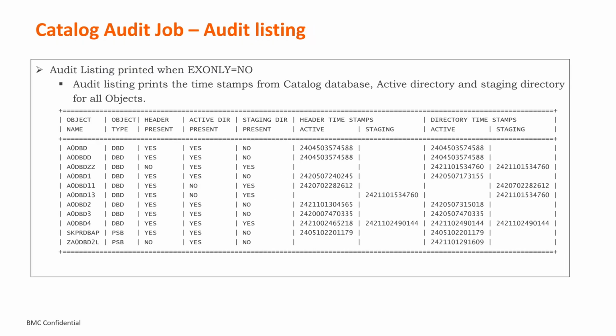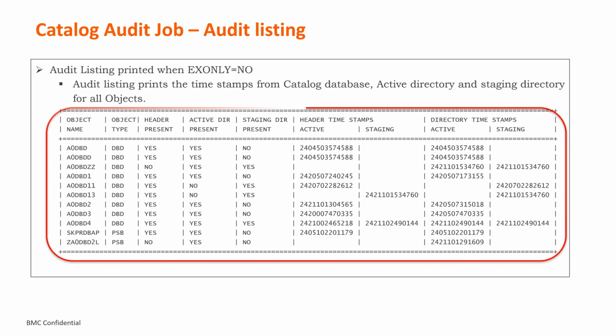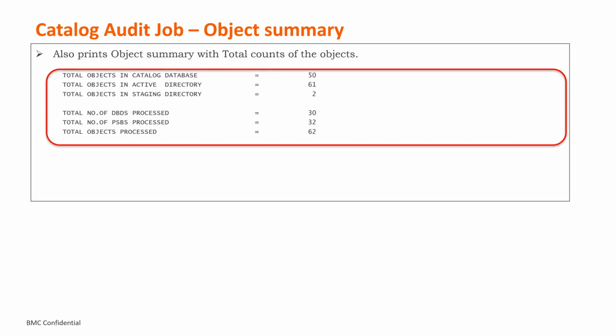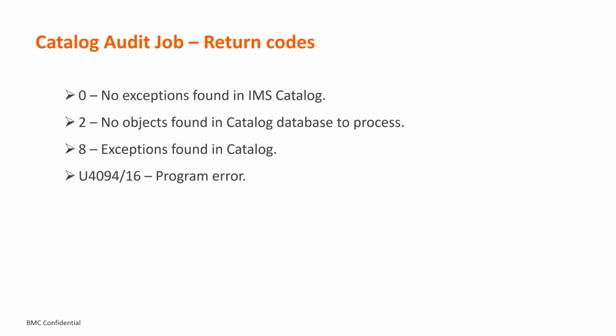Exception summary contains the counts of each exception and total number of exceptions from the IMS catalog. Audit listing prints timestamps from the catalog database and the Active and Staging Directory for all objects when EX ONLY equals no. Also prints object summary with total counts of objects. Catalog audit batch job produces return codes as shown.